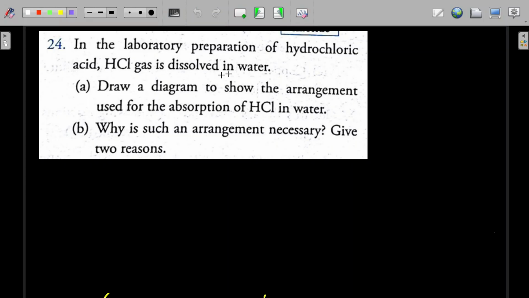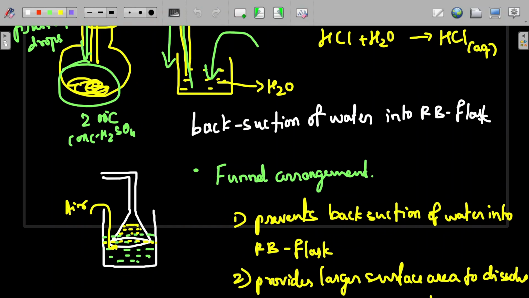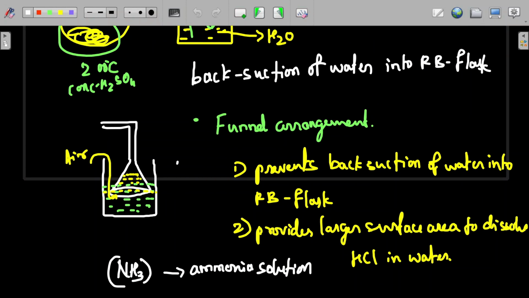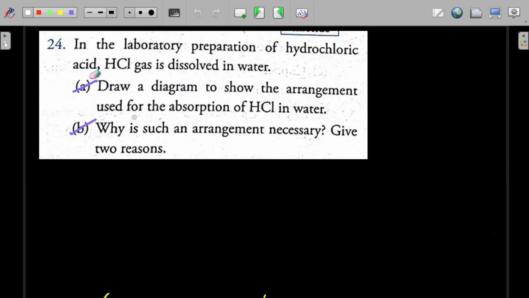See the question here. In the lab preparation of hydrochloric acid, HCl gas is dissolved in water. Draw the diagram. Diagrams they never ask. This is a very old question it seems. What such an arrangement is necessary? Diagram means you can just draw this diagram. Say assume they have asked this one. Beside this you draw one more, where you show only some amount of water is raised inside the funnel. Here only dipping 1 or 2 millimeter inside the water. Two diagrams we can draw.